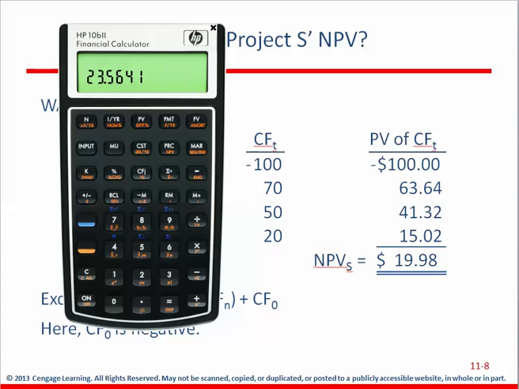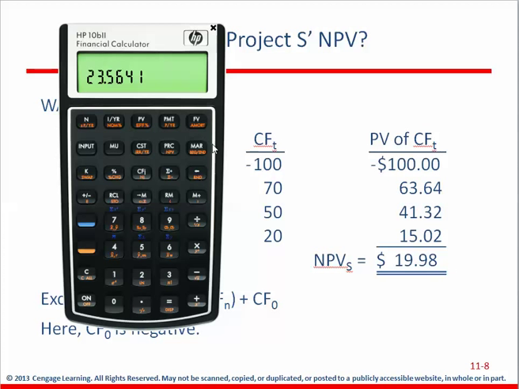The internal rate of return is the interest rate that the project provides. So it has a positive NPV of 19.98. What that means is this project recovers the cost, the $100 at time 0. It earns a 10% return on that $100 investment over the 3 years, plus $19.98 left over.